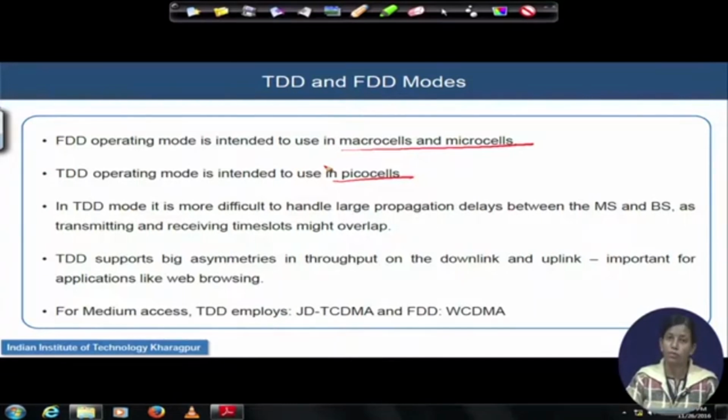TDD also supports another very nice thing. If the data in the downlink as well as in the uplink is asymmetric, and hence the throughput is asymmetric, TDD can nicely handle it. But if the throughputs are asymmetric, it creates a huge problem for the FDD mode to allocate the channels and the different resources of the network to support that asymmetric throughput. So, this asymmetric throughput is a very important part for your different applications.